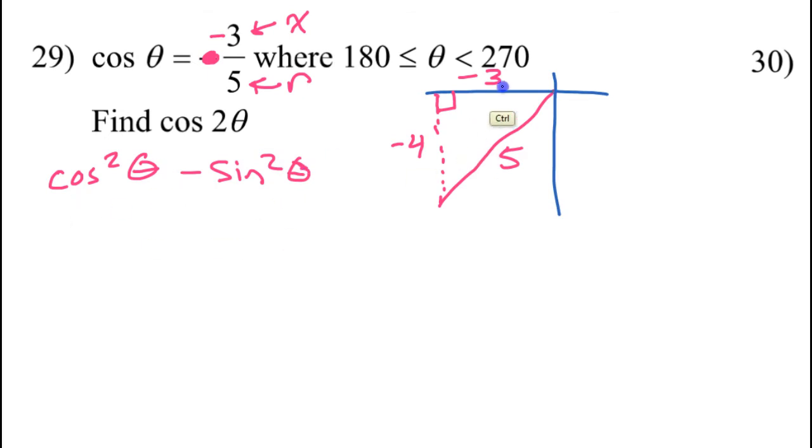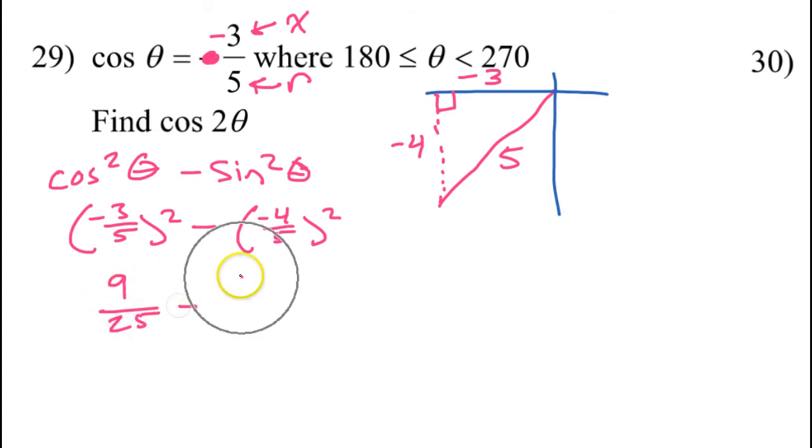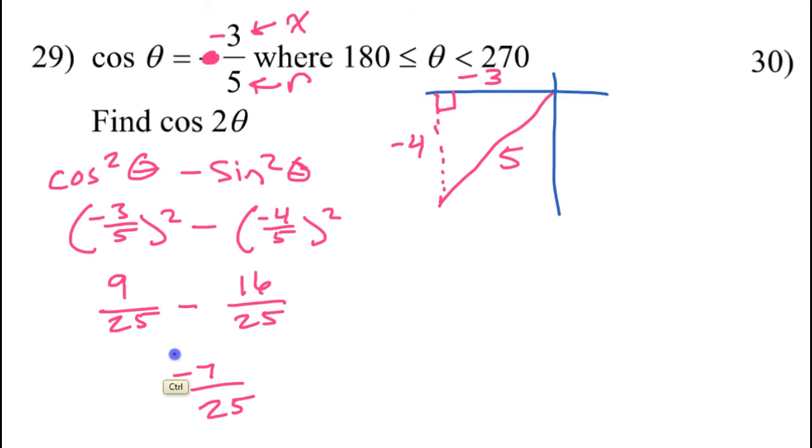Well, cosine is x over r. So that's going to be negative 3 over 5 squared. Sine is y over r. So that's going to be negative 4 over 5 squared. So that's going to be positive 9 over 25 minus 16 over 25. So that's going to be negative 7 over 25. And that will be your final answer.